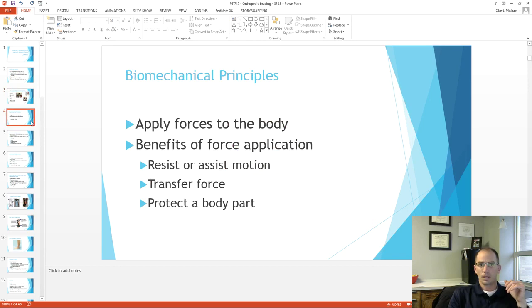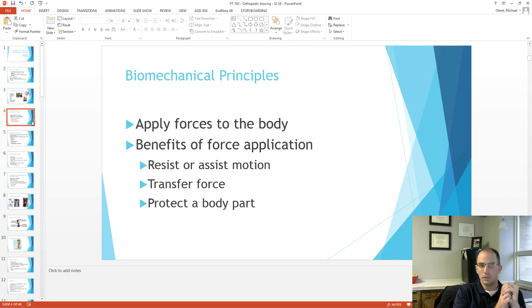Okay, we're going to go over some biomechanical principles. Our goal basically with the brace or orthotic device is to apply some forces to the body. The way that we're going to implement those forces is really based on what our goals are for that patient or for that particular device. With our force application, we're either going to resist or assist motion, transfer force from one body part to the other, and also protect a body part. So if somebody just had surgery, we're going to put a brace on them to help protect them from going into extremes of range of motion, to help protect whatever structures were fixed.